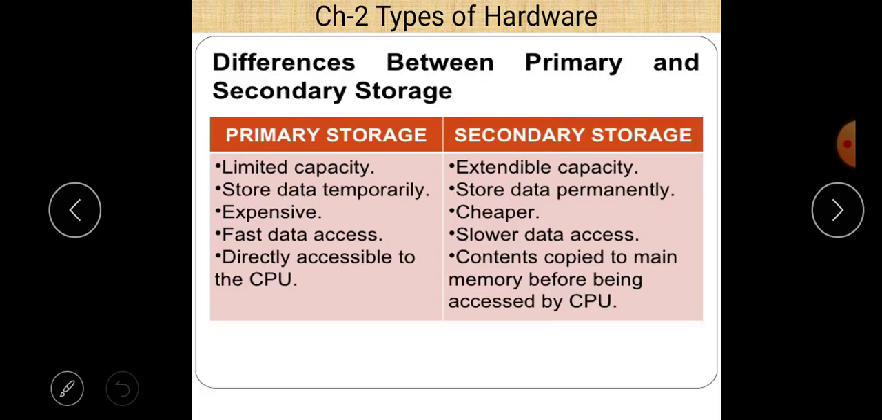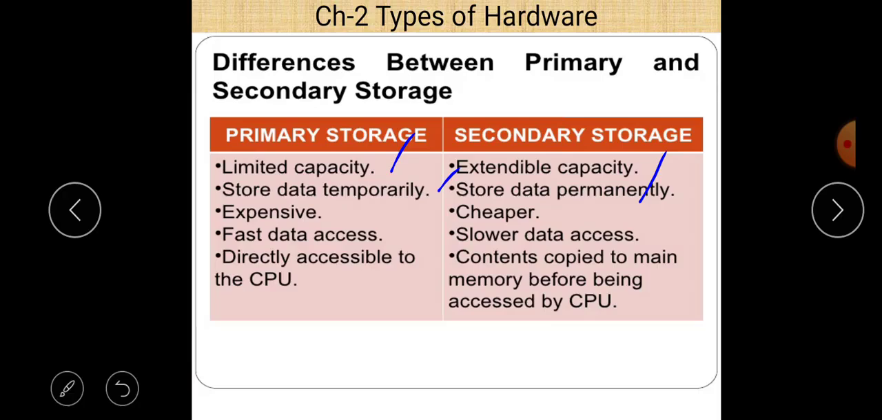There is a difference between primary and secondary storage. The main difference is that primary storage, or primary memory, is volatile memory, while secondary storage is non-volatile memory, meaning we can store data permanently in it. Next, primary storage has limited capacity compared with secondary storage. We can store much more data in secondary storage because of its capacity. Data is saved permanently in secondary storage, while we can store data only temporarily in primary memory.